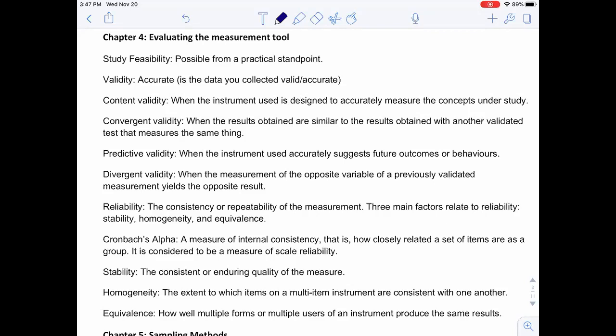Content validity is basically when your survey measures what you think it's going to, right? How valid is the content of your instrument? Your instrument is typically your survey. So when the survey used is designed to accurately measure the concepts under study, right? Then all your content is giving you valid information.